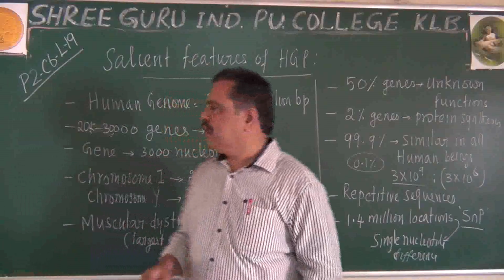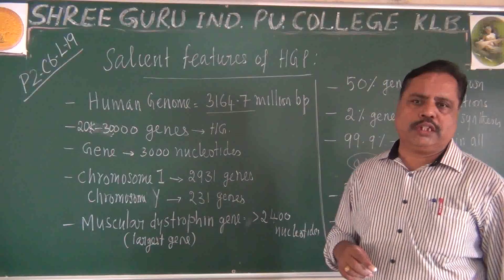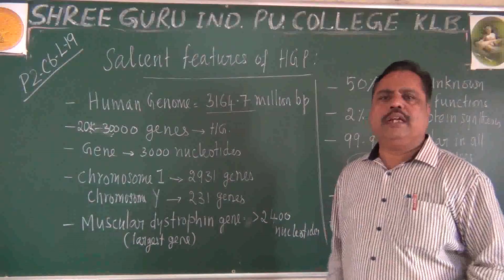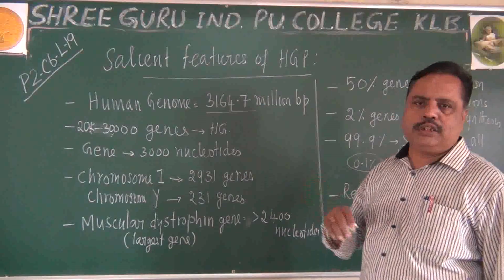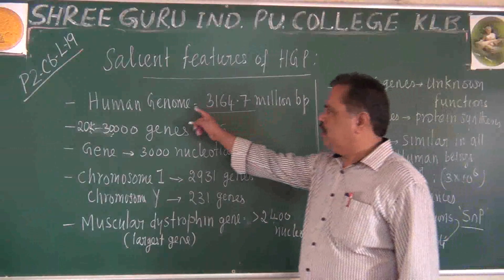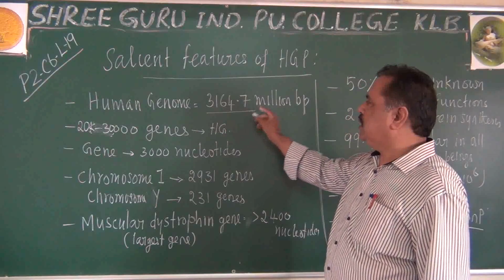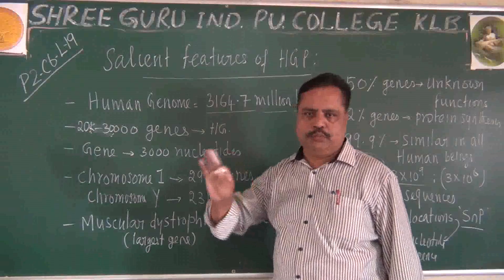So remember, these are the contributions made by the Human Genome Project. This is the salient feature of HGP, an important 3-mark question that can be asked. Let me repeat it once again. Listen. 3,164.7 million base pairs are present in the human genome.